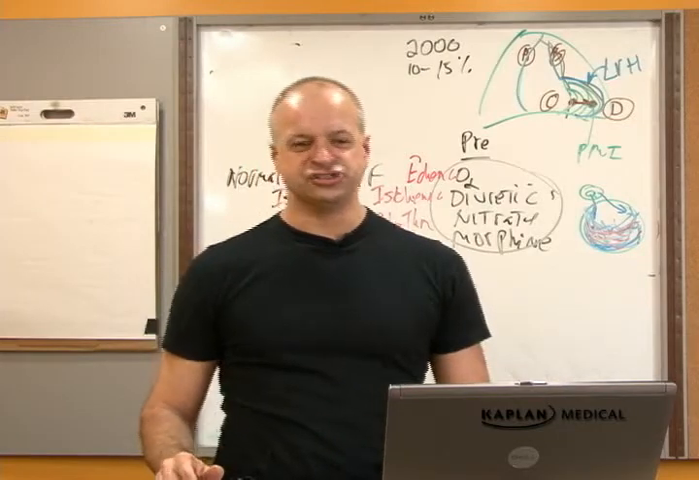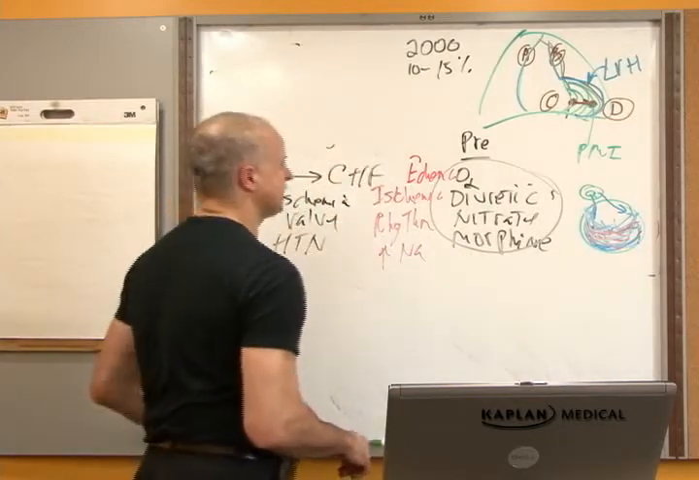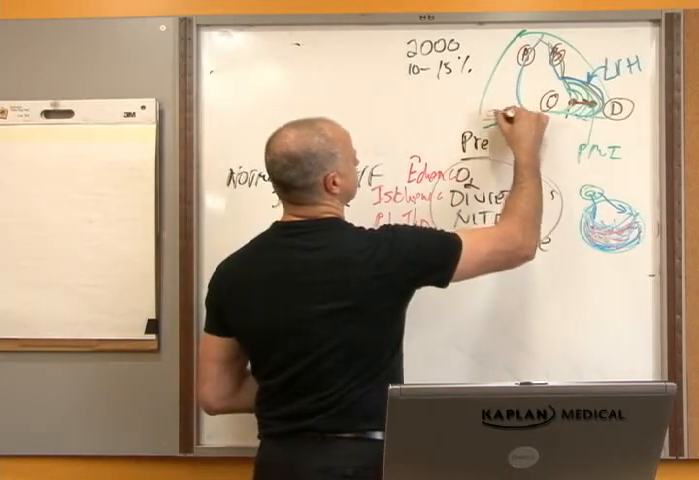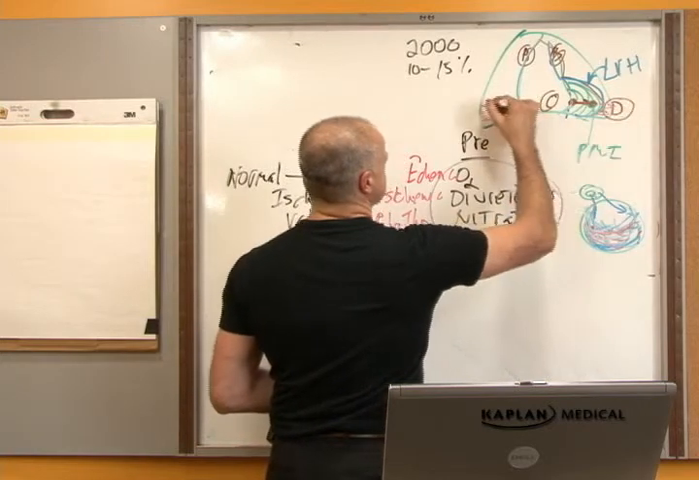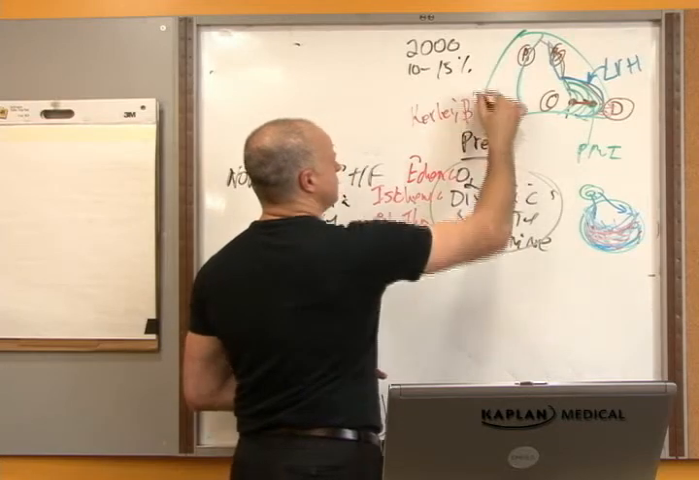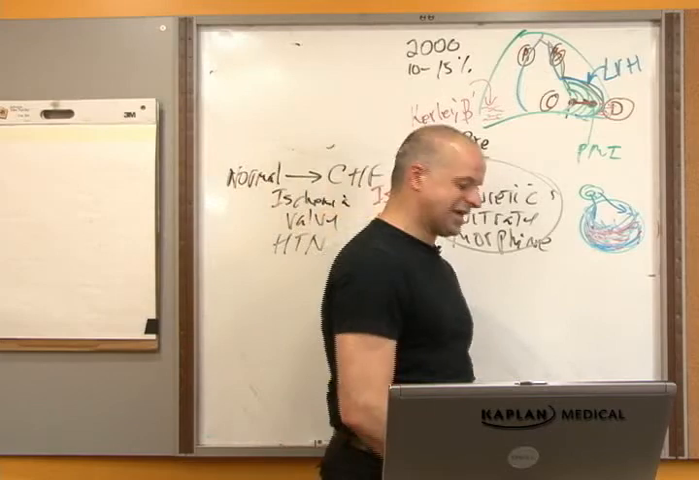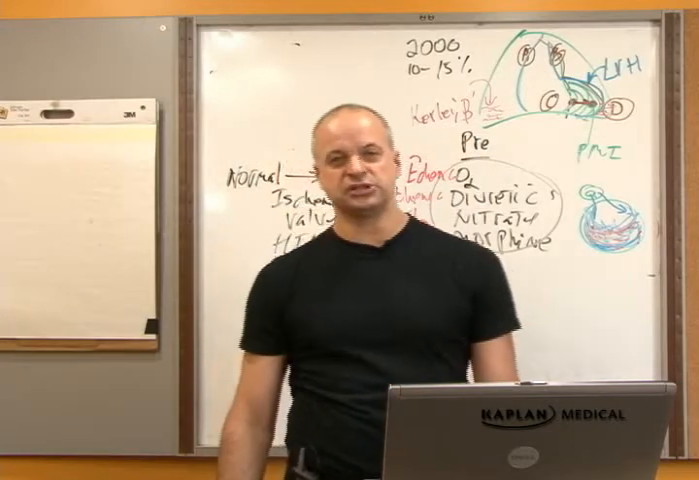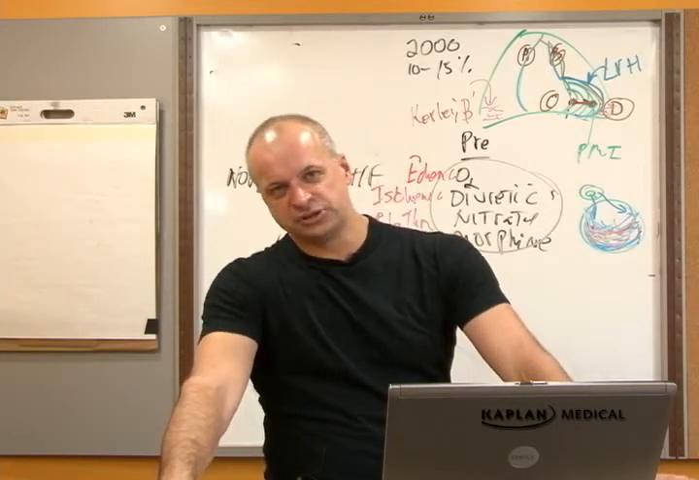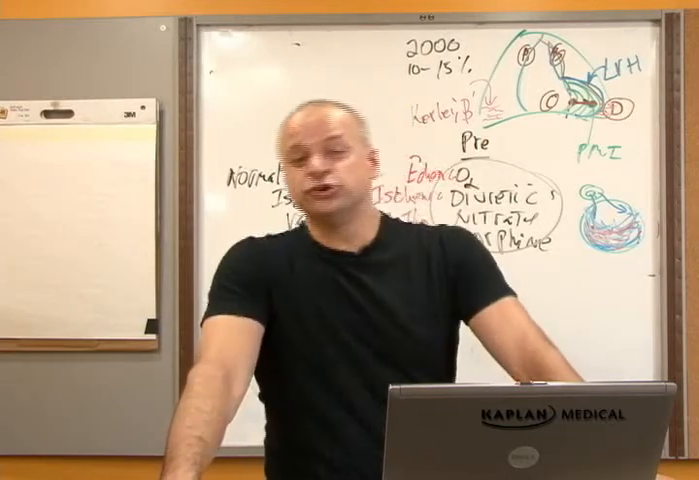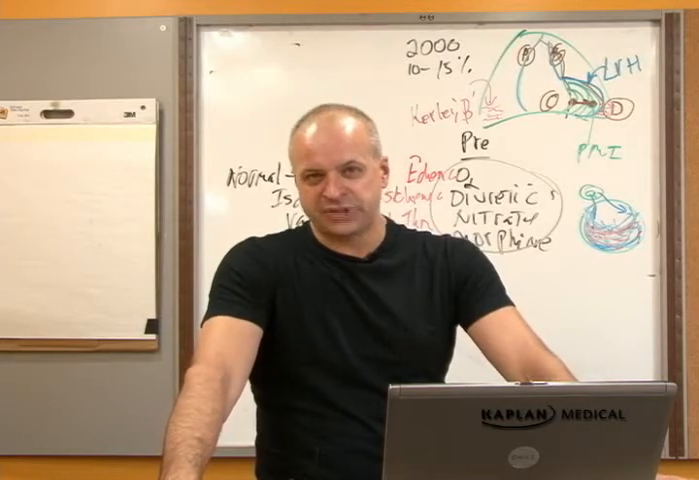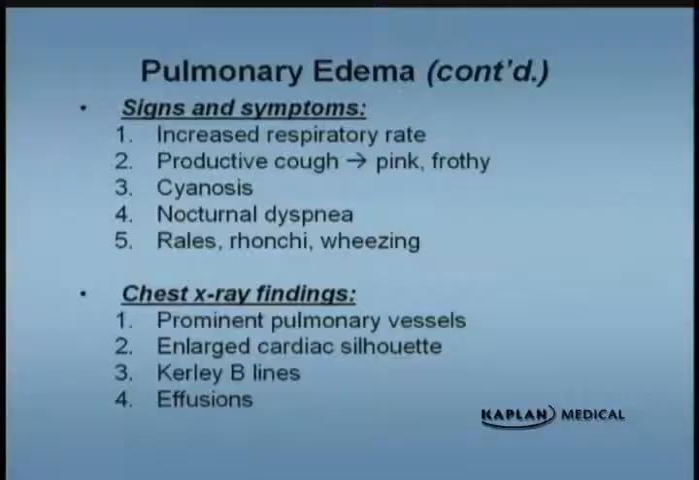Now, Kerley B lines. You notice it's Kerley with a K-E, not Curly with a C-U, like Larry, Moe. Kerley B lines are little horizontal lines in the bases that are indicative of fluid in the interlobular septa. Fluid between lobes is called a pleural effusion. Fluid between the lobules is called Kerley B lines.